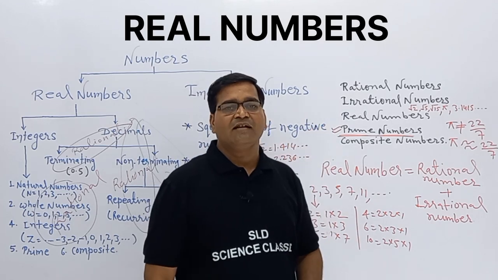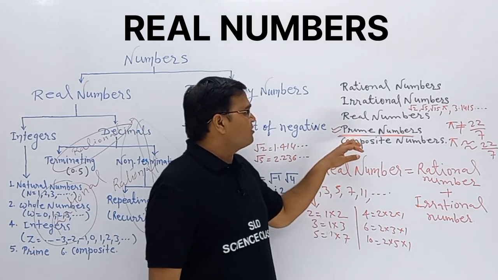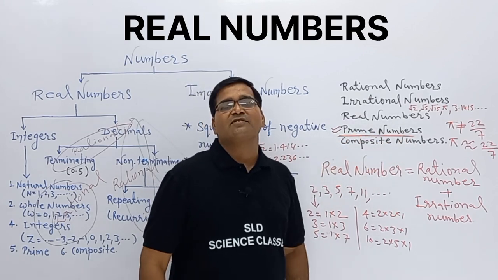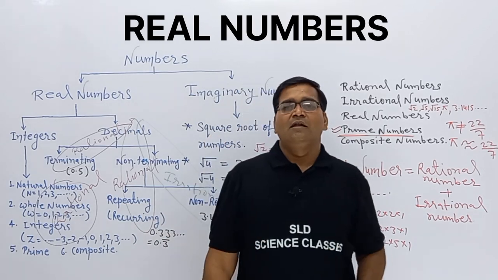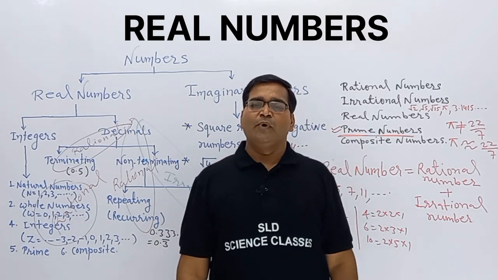So, the combination of rational and irrational will be what? Real numbers. Clear? And in the next class, we will discuss prime numbers in detail with various types of examples, which are linked to our exercise 1.1.